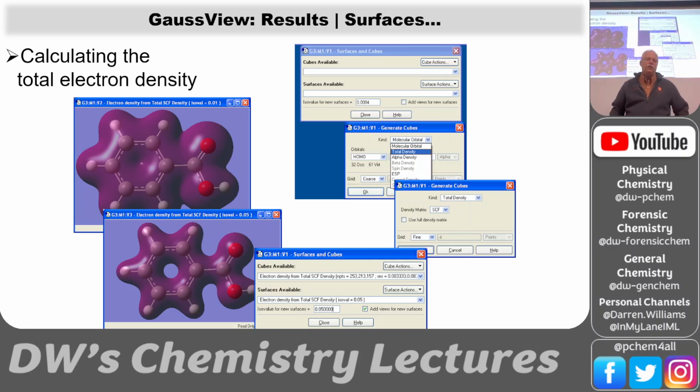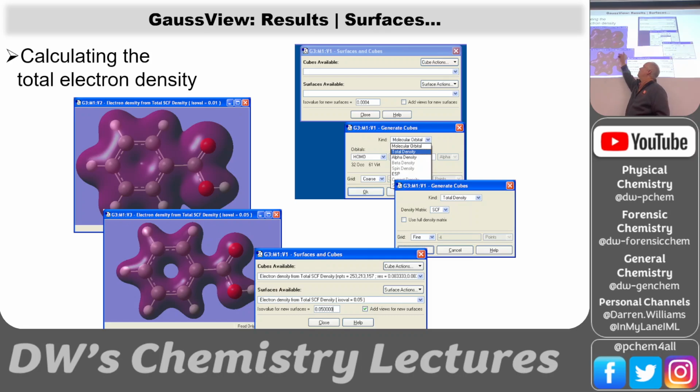This is actually cool. This is a picture of the electron cloud out to like 95%. Okay. So on the left here, I have that as an ISO value of 0.01. So that's the 99% surface for the electron cloud. So 99% chance of finding the electron inside that surface. Okay. What if I made it 0.05? This is the 95% surface.